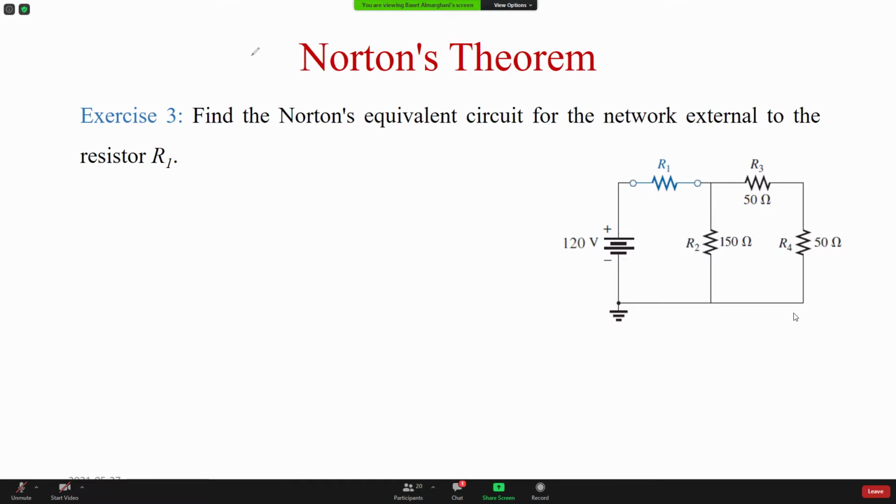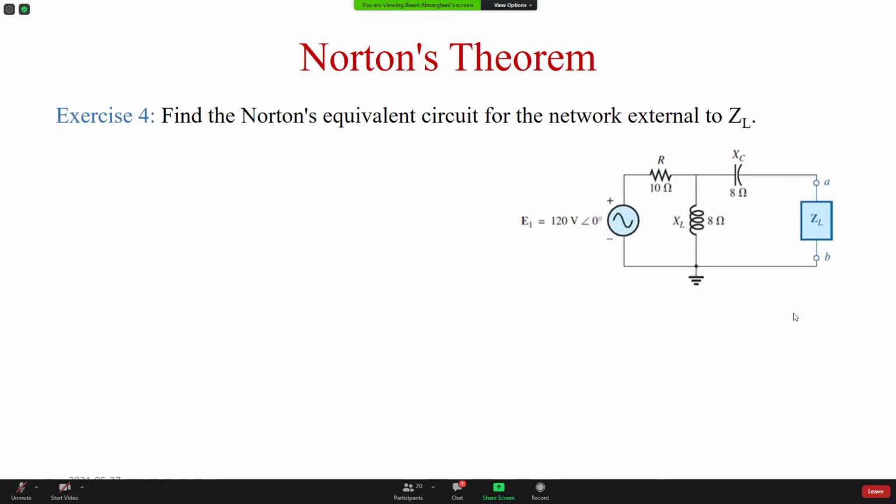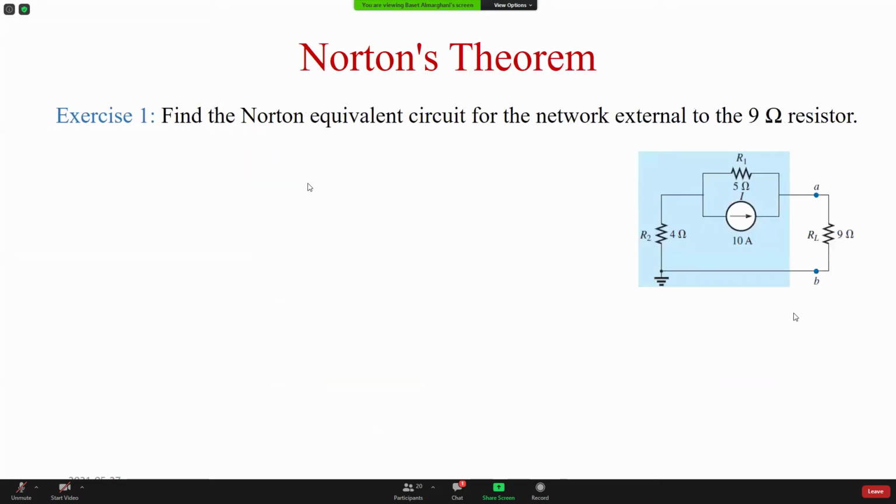Okay, next exercise. Try to do this while I take the attendance. Try to do this exercise, the same idea, but it's AC now. So remember, you're dealing with an AC circuit, so we don't need the voltage in the Norton circuit. Here's what the Norton equivalent circuit says. One second, I'm going to go back. This is the theorem here.